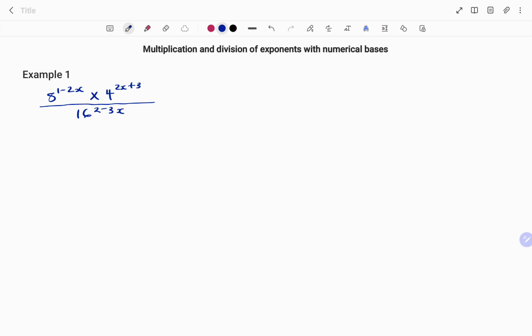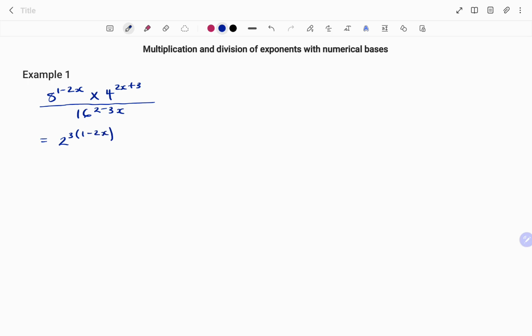In the first example, we have 8 to the power of 1 minus 2x times 4 to the power of 2x plus 3 divided by 16 to the power of 2 minus 3x. Like I said, the first step, we need to change the bases to prime. For 8, we're going to change that to 2 to the power of 3. I'm going to put my exponents in bracket for easy expansion. That will be 1 minus 2x.